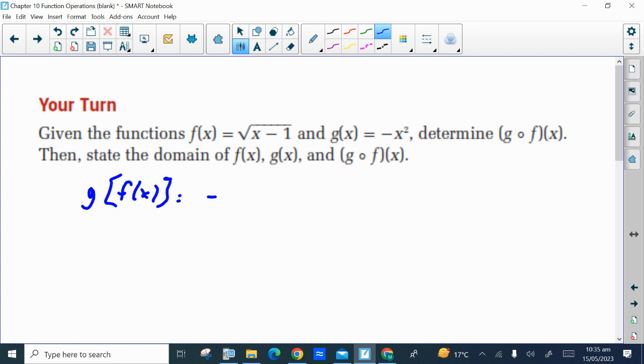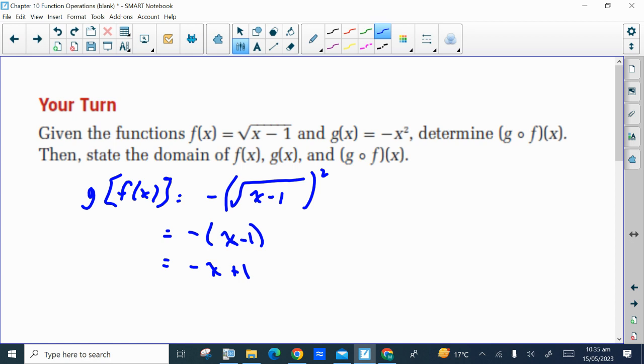So when we embed f into g, only the root of x minus 1 would be squared. Now you can simplify this. Square root and square cancel each other out. But you still have that negative sign in front, which is like multiplying everything by negative 1. So there would be our simplified expression for g of f at x.